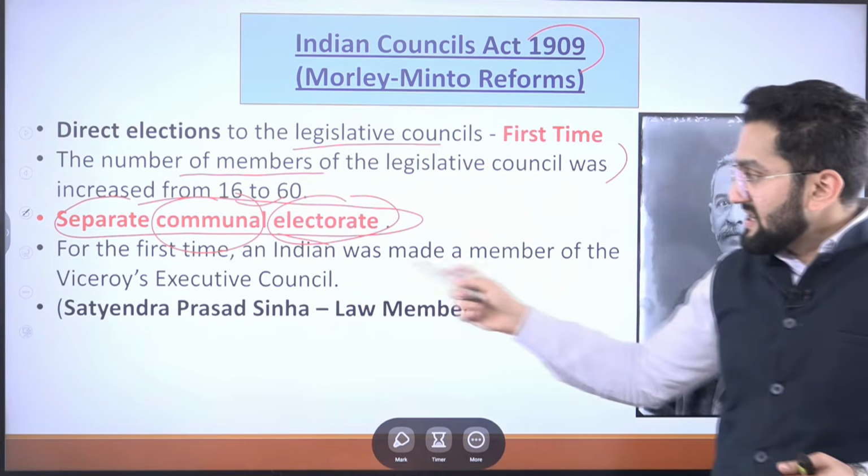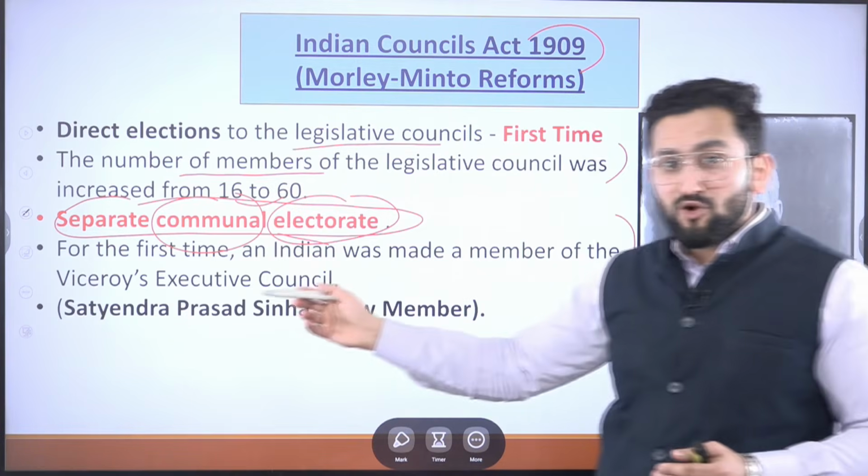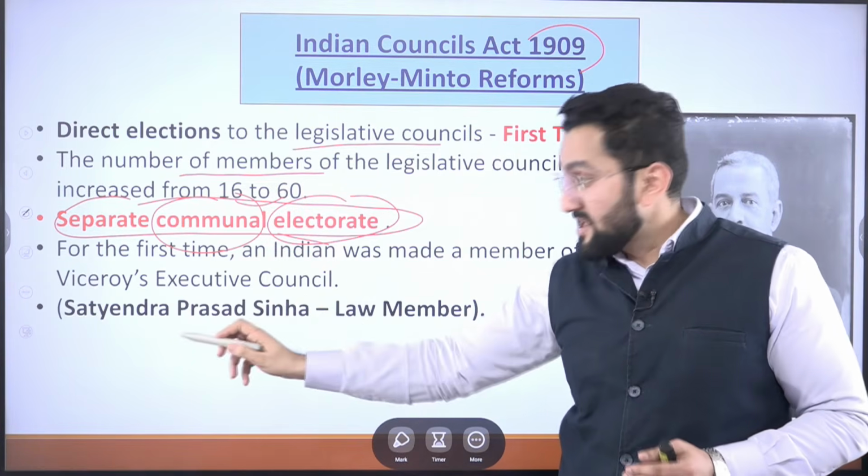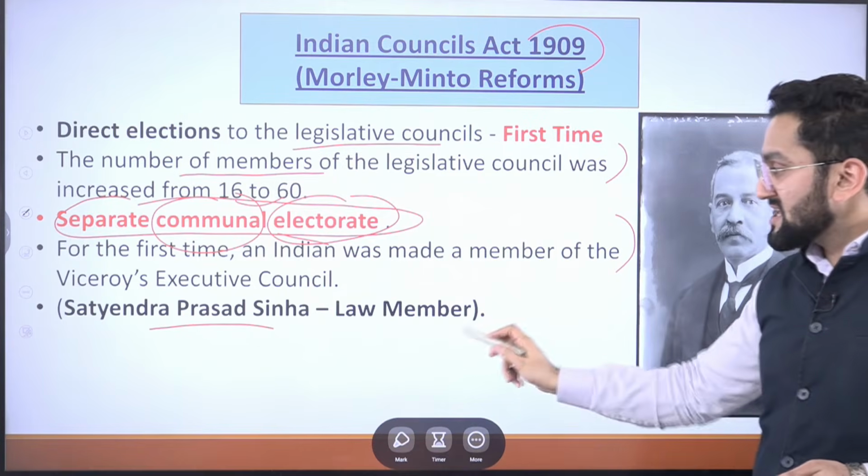For the first time, an Indian was made a member of the Executive Council of the Viceroy, and the name was Satyendra Prasad Sinha, as law member.